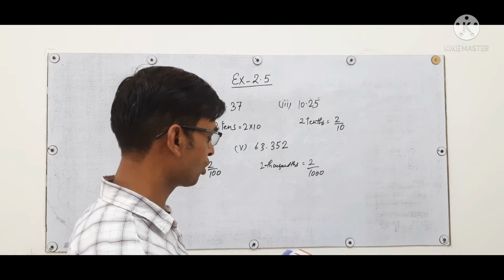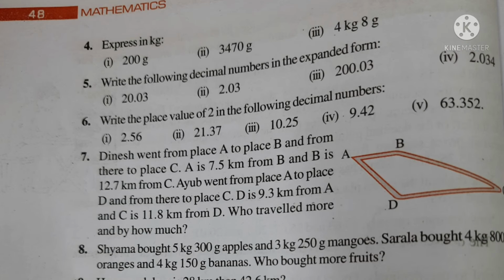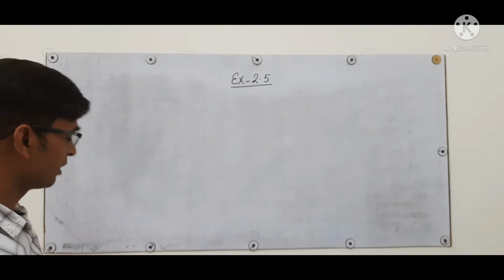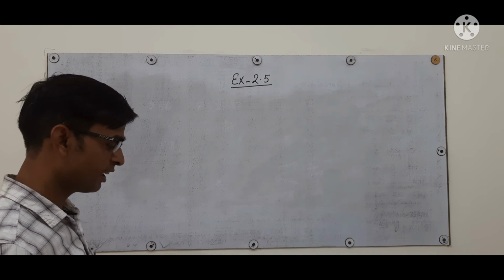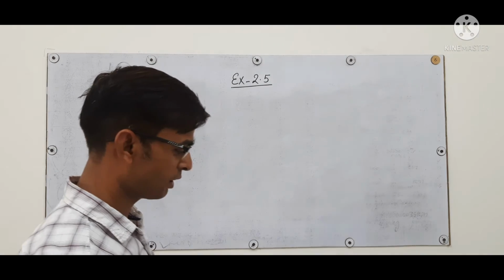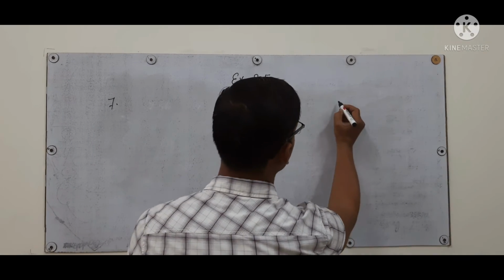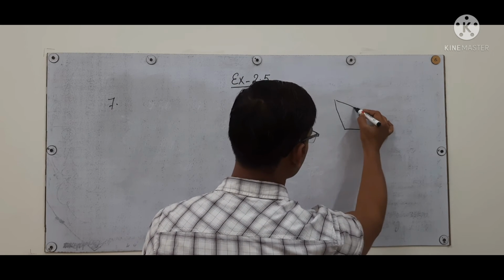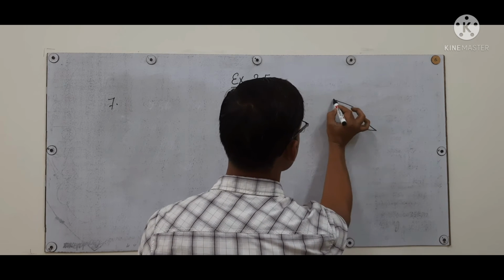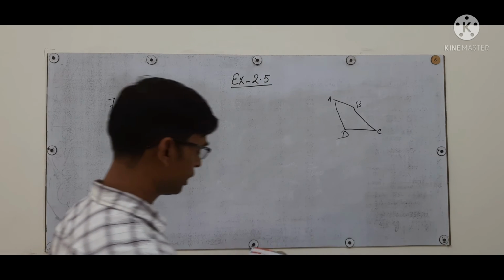Okay students, now we will proceed to solve question number 7. And question number 7 is now on your screen also. So you just read it carefully, because in this a diagram is also given, and I am going to solve it. So question number 7 is Dinesh went from place A to place B and from there to place C. Just as in the question it is given. Here it is A place, here it is B place, C, and it is D place.